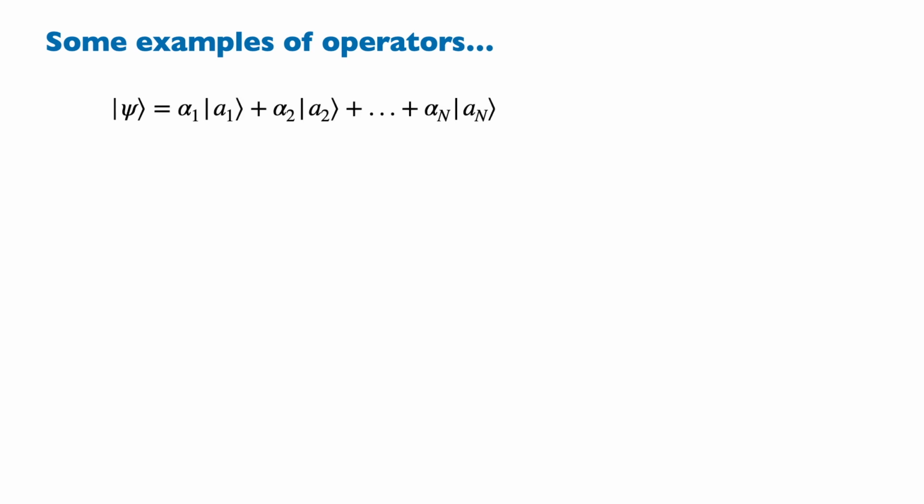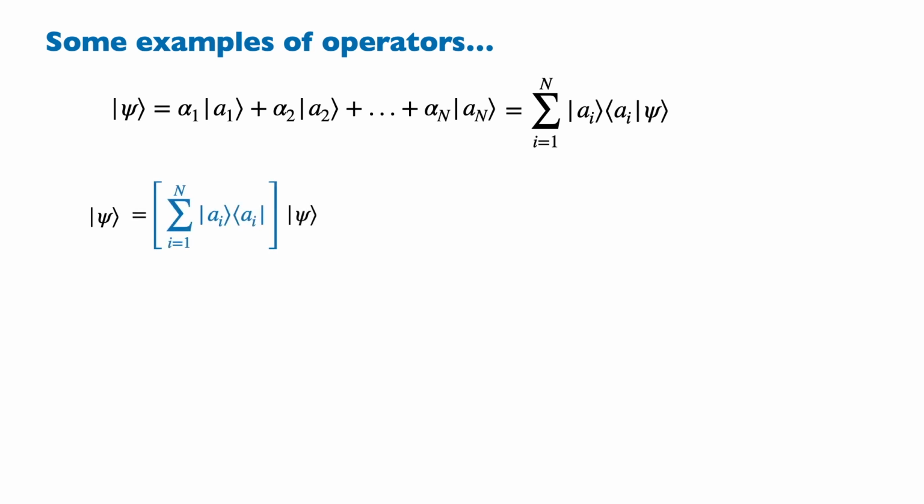Consider a state psi expressed in a basis associated with some observable. In the last equality, we have used the fact that the component alpha_i is equal to the inner product between the basis element a_i and psi, due to the orthonormality condition. The terms indexed by i can then be collected into a sum. This term in the square bracket is an example of an operator acting in the Hilbert space. It maps any vector psi in the Hilbert space onto itself. Hence it is called the identity operator.